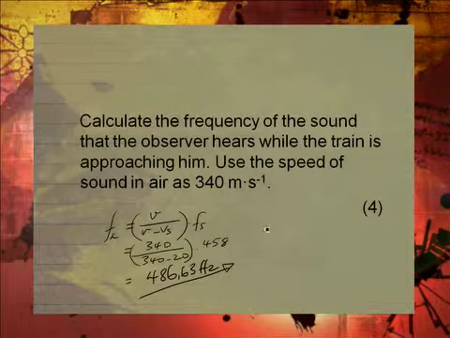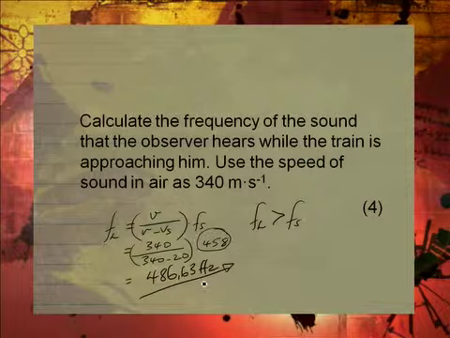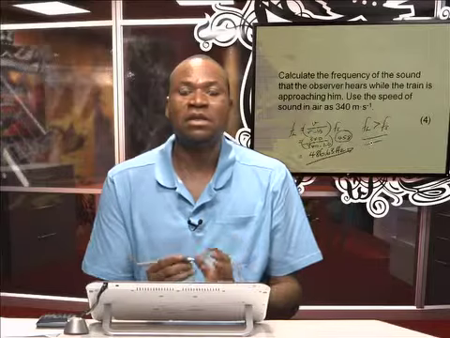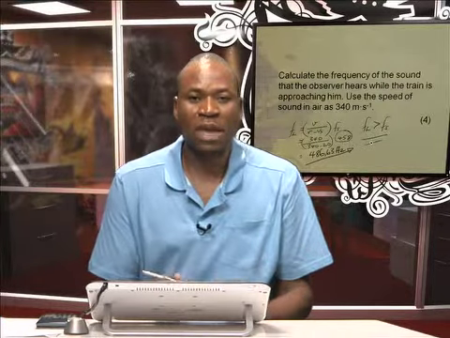The frequency heard by the observer is 486.63 hertz, and it confirms the fact that the frequency of the listener is going to be greater than the frequency of the source. The frequency of the source, of course, is 458, but because the source is approaching the observer, we expect the observed frequency to be greater than the frequency of the source. So this confirms what to expect, what we know should be happening.